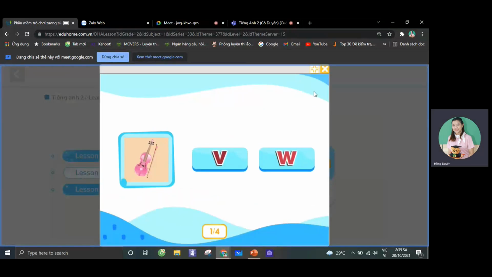Okay. Now look at the picture and choose the correct letter. All right. Look at the picture first. What can you see? And then you choose the correct letter.